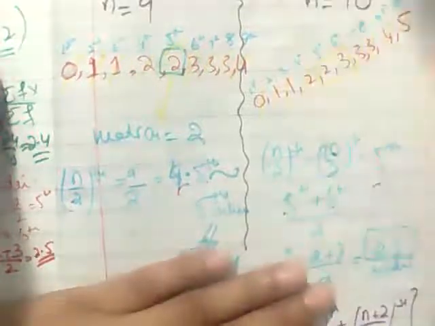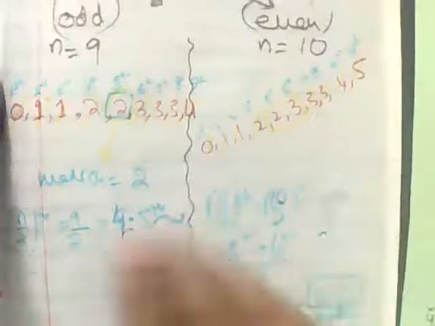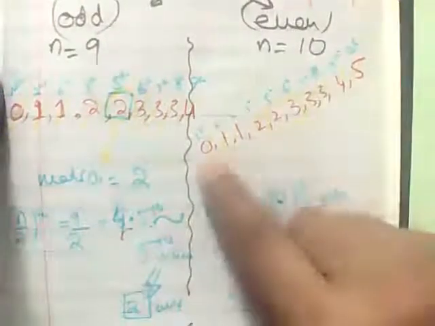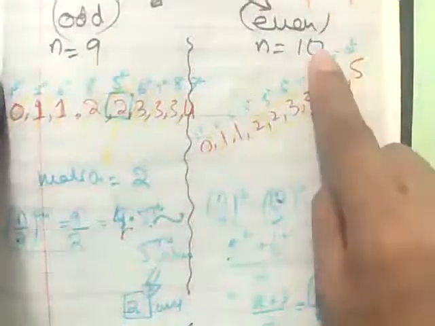Now coming to the even part. Let's make this also visible so you can match with it. Again, there are 10 values now, an even number of values.